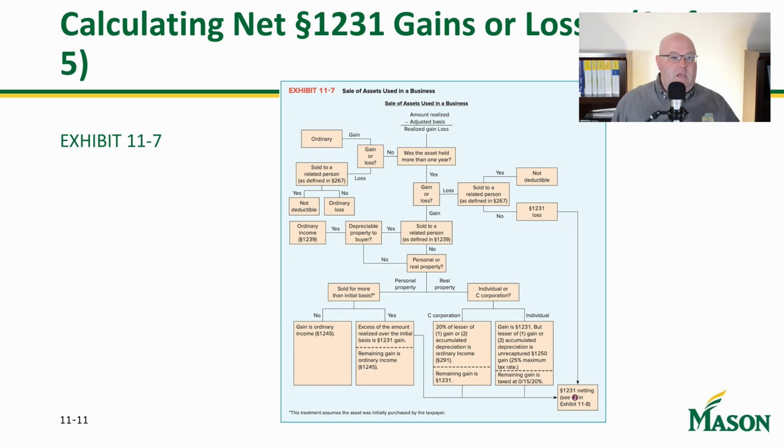So this basically is netting of 1231. This is, and I'm sorry, my board is really small, the sale of the business assets. It's kind of a flow chart. These flow charts can be very useful. If you do this often enough, you've got the flow chart pretty much memorized.